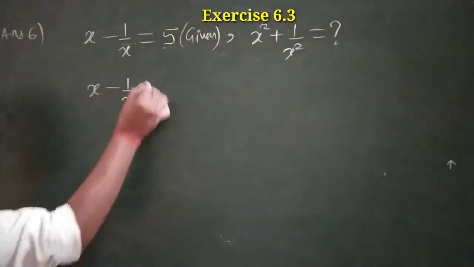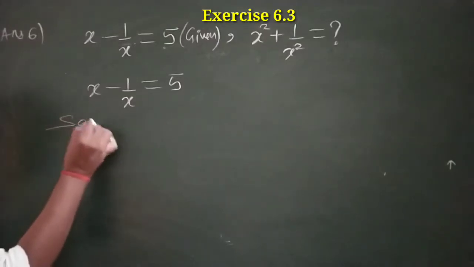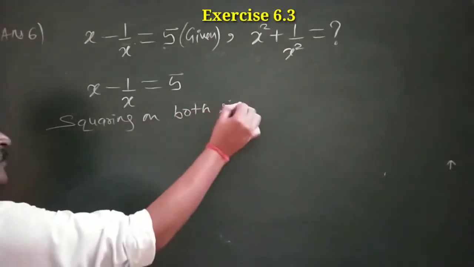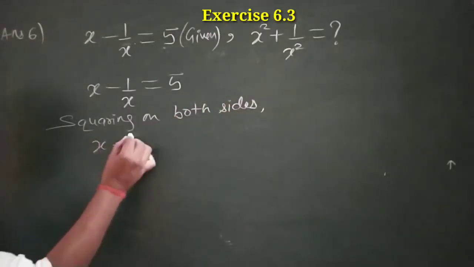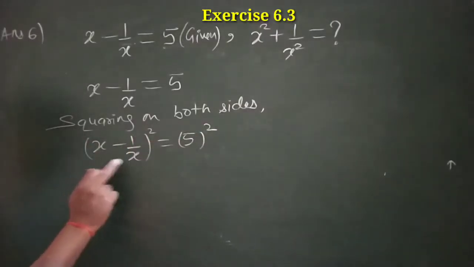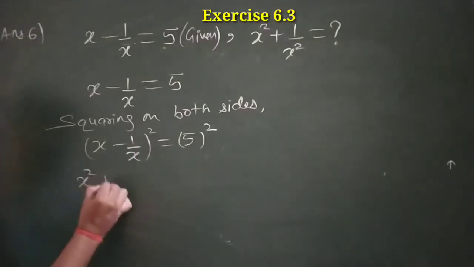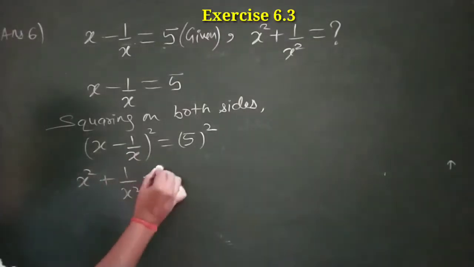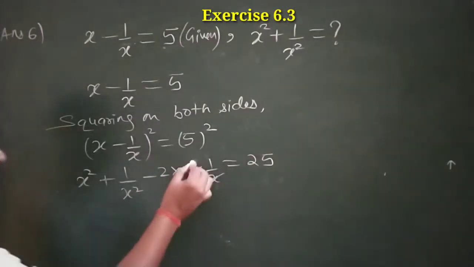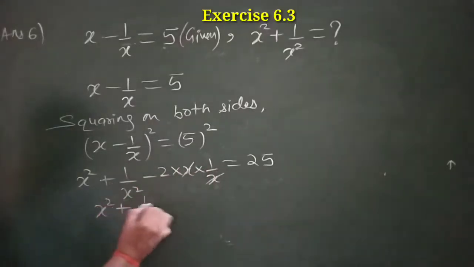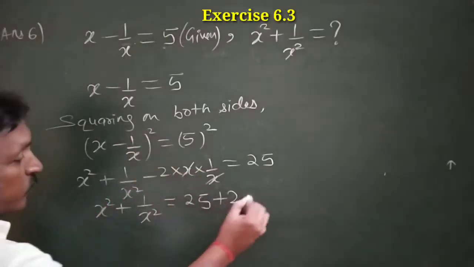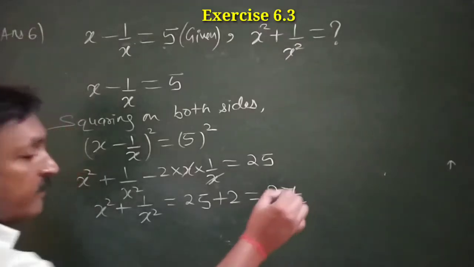So first of all, write it. Okay, now do squaring on both sides. When we do squaring, it will become x minus 1 upon x whole square equals 5 square. It is a minus b whole square, means a square plus b square minus 2ab, and 5 square is 25. x is cancelled by x, so x square plus 1 upon x square will be 25. Transpose minus 2 to the right hand side, plus 2, 25 plus 2, 27, which is our needed answer.